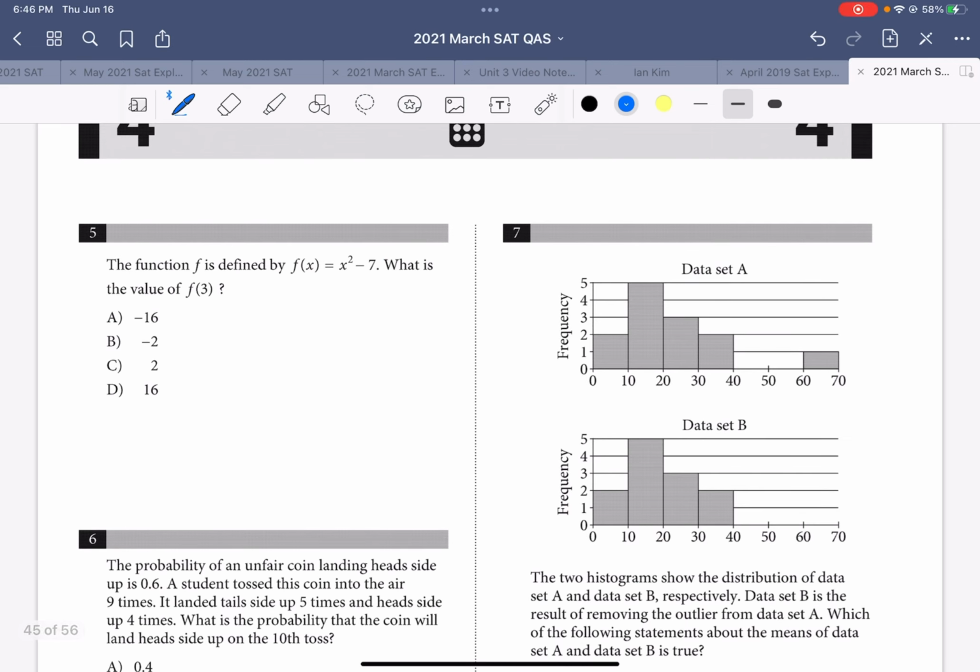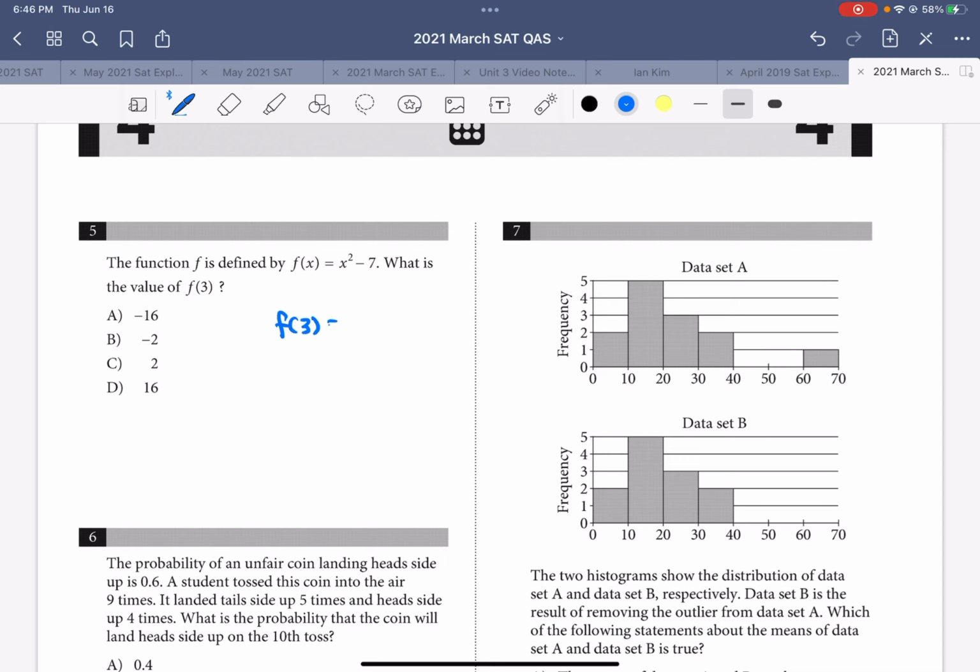Number five. The function f is defined as f of x equals x squared minus 7. So what is the value of f of 3? You plug in 3 for x. So 9 minus 7, 2. So C is the answer.